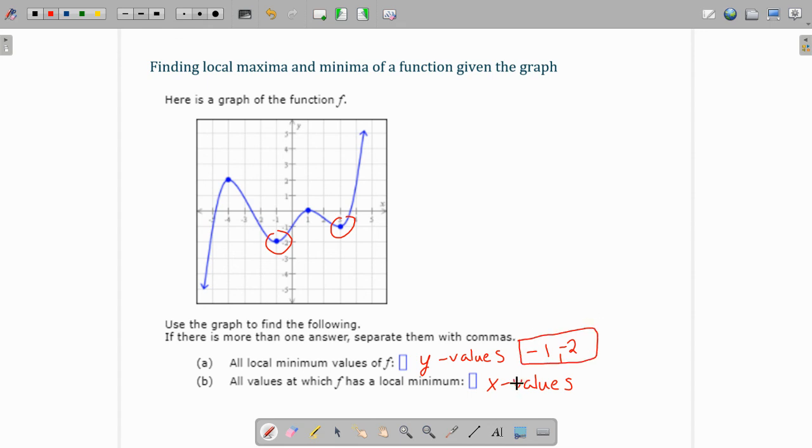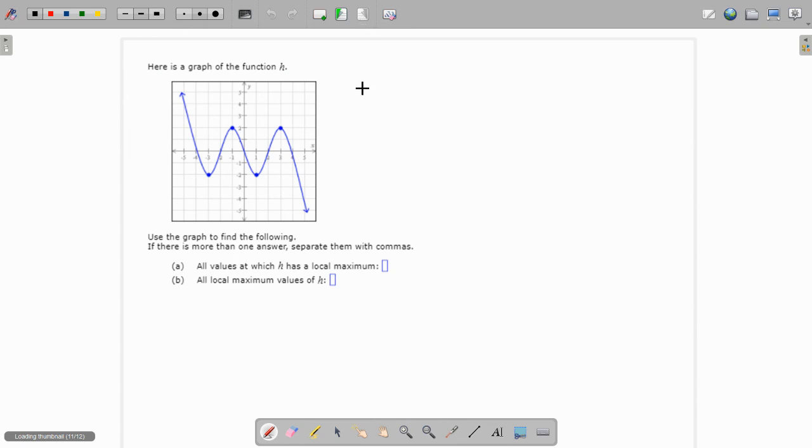Where does it occur? Well, that's the x values. Where does this occur? When x is -1 and when x is 3. So we're going to go -1, 3. Okay. Be careful if they switch that around. Okay, so the min value is the y at which f, the values at which, those are the x values. All right. So that was number 1 there. That's our topic. Okay, let's try one more.